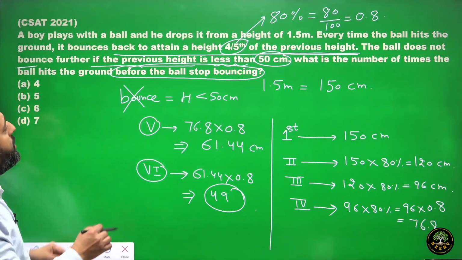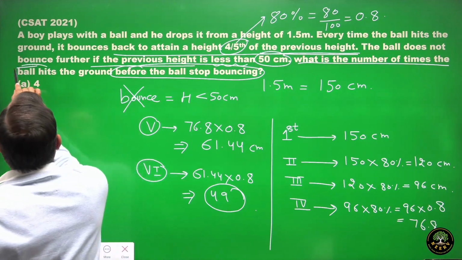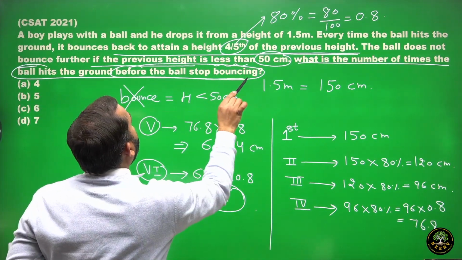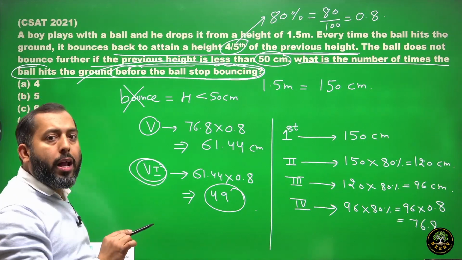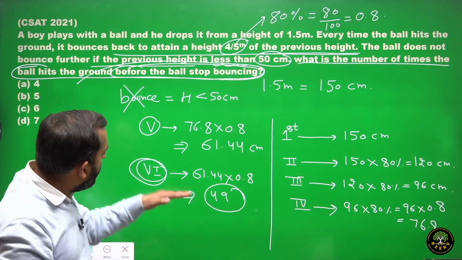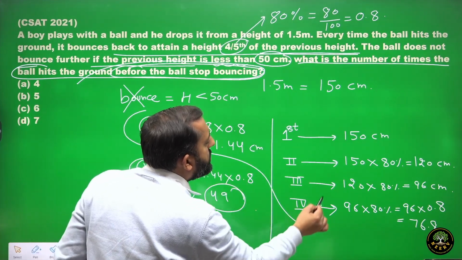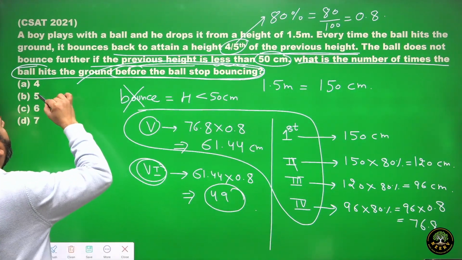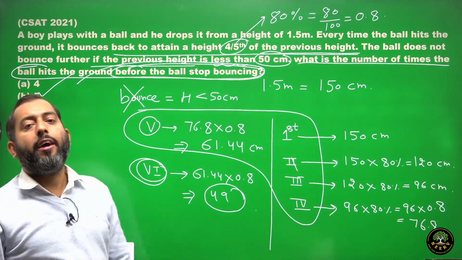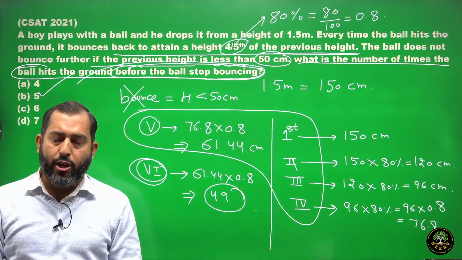Now my question is, what is the number of times the ball hits the ground before the ball stops bouncing? So on the sixth attempt, the ball has stopped bouncing. So before the sixth attempt, how many times has the ball hit the ground? It is 5 times. Hence the answer is option B. I hope guys this is clear to everybody. This is it from me for this video. Thank you so much.